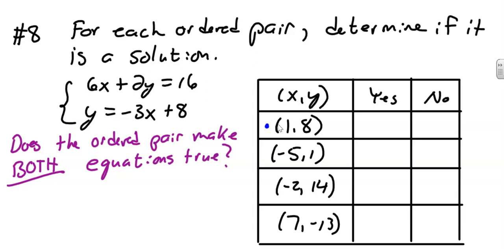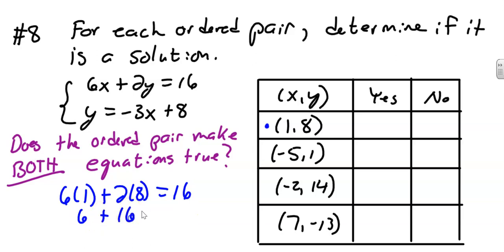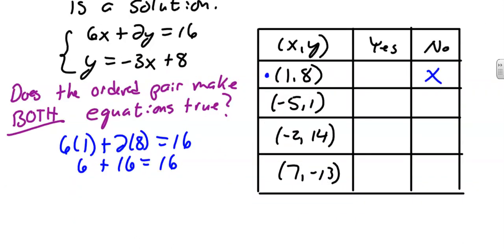Okay, so this one we'll do it in blue. So plugging in that for x and y, we get 6 times 1 plus 2 times 8. Does that equal 16? That one works out kind of nice because in the very beginning we get 6 plus 16 equals 16. Yeah, that's a no. So sometimes you don't have to get to the second equation because as soon as we get the first equation, that one doesn't make sense. So obviously, there's no need even checking the second one because if the first one's not true, then there's no way the second one can be true.